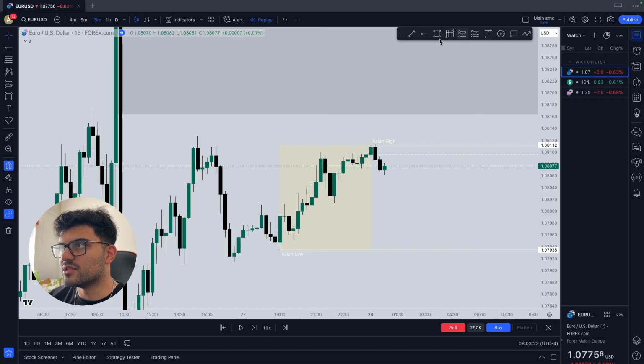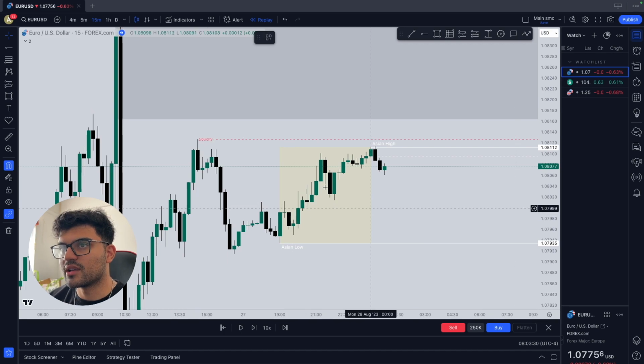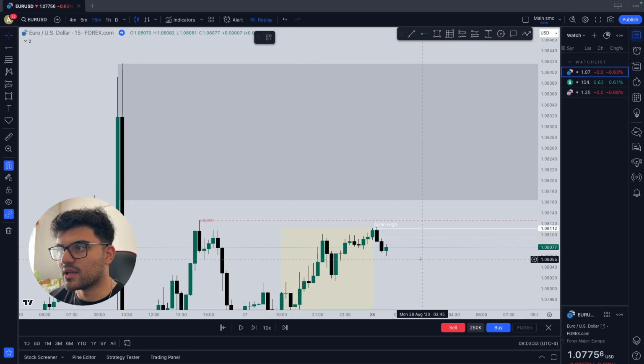Now, what would I like to be swept? There's sell side liquidity there. So that could be a nice area that we could sweep before going down. So this is what I was looking at, right? And obviously we have the big hourly supply zone right there.